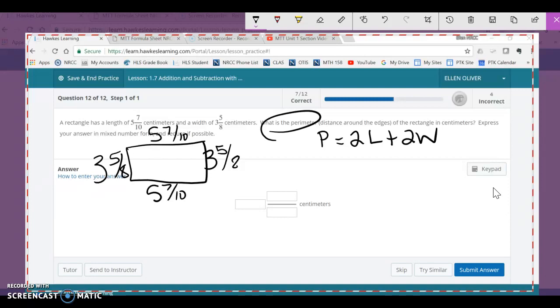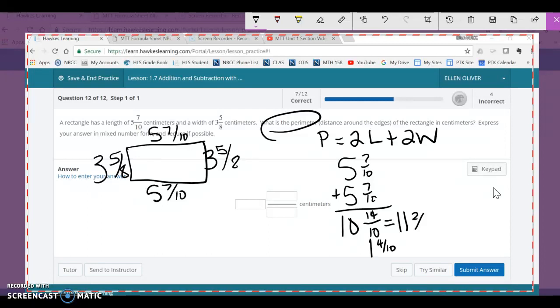So I'm going to add the 5 7/10 and the 5 7/10 first. So I've got a common denominator. It gives me 14/10. That's an improper fraction. So this 14 over 10 is 1 4/10. So that 1 goes with that 10 to give me 11, and I'm going to reduce this to 2/5. You should be able to reduce that. I'm not going through how to do it because we've done that in previous sections. But if you need a review, you're going to go back to 1.1, 1.2, something like that for how to get from here to here.